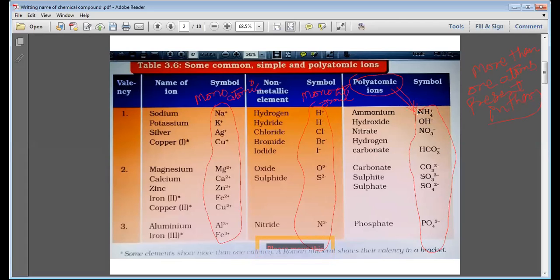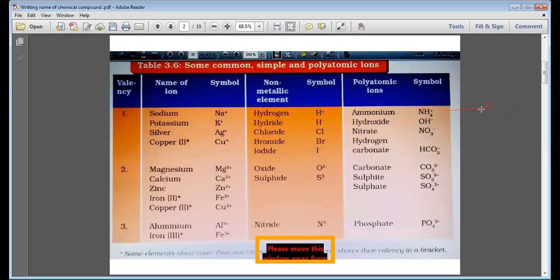Let us count, let us identify the number of atoms present in NH4+. So 4 atoms of hydrogen and 1 atom of nitrogen, total 5 atoms are present. Same way, my dear students, here 1 atom of oxygen, 1 atom of hydrogen, 2 atoms are present. Here, 3 atoms of oxygen and 1 atom of nitrogen, 4 atoms are present. Here, 3 atoms of oxygen, 1 atom of carbon, and 1 atom of hydrogen, total 5 atoms are present.